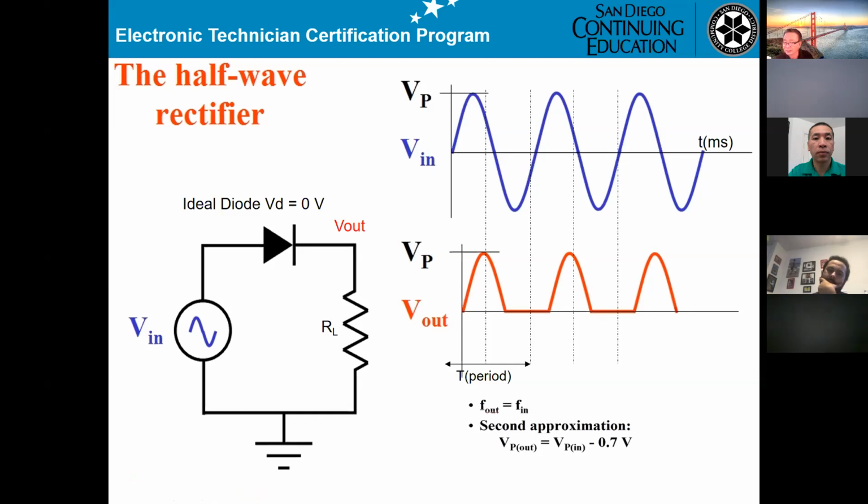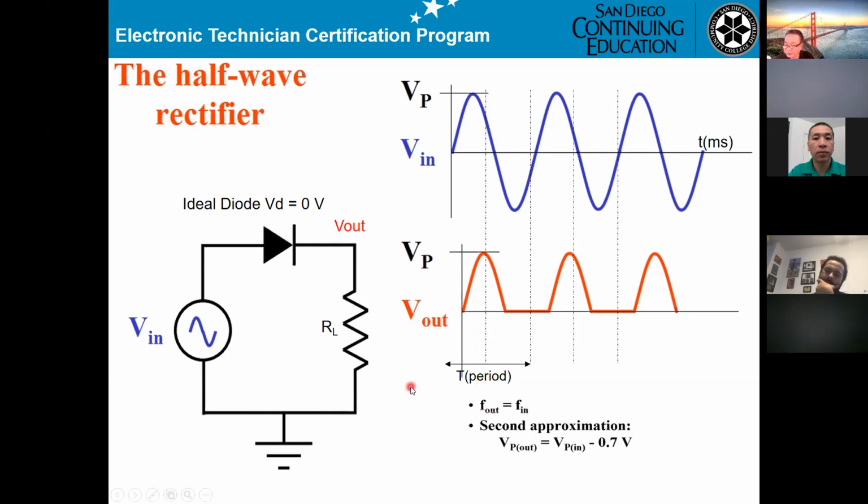Now, they draw here for an ideal diode. That means VD is 0, so you can see the output start from 0 and go up. However, if it is not an ideal diode, then VD is 0.7, and you get an output that is reduced by 0.7.